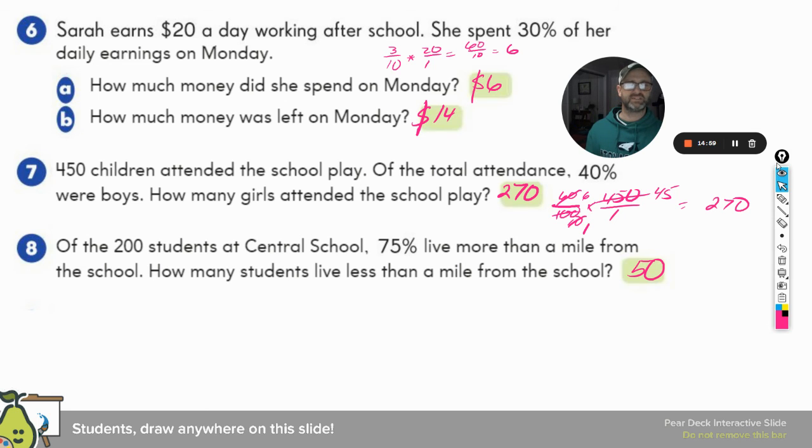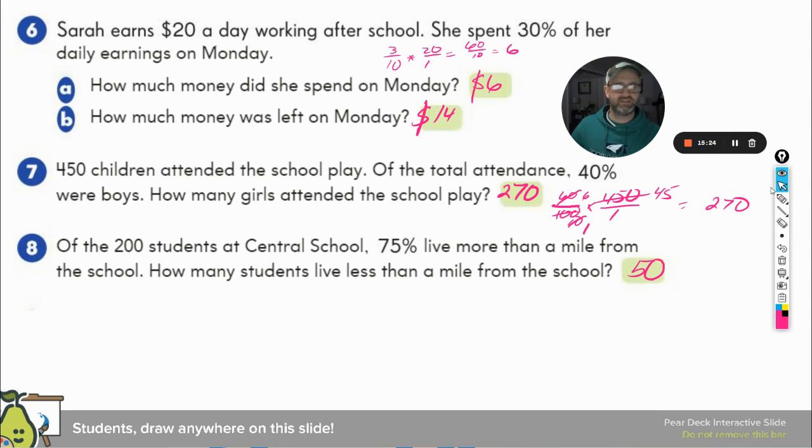Well, 60% were girls. So 60 over 100 times 450. You do all your simplifying and you end up with 270. Or you could do 1/10 is 45. 45 times 6 would be 6/10, 270. Then finally, of the 200 kiddos at Central, 75% live more than a mile away. How many live less than a mile? 25%, or 1/4 of 200 is 50.